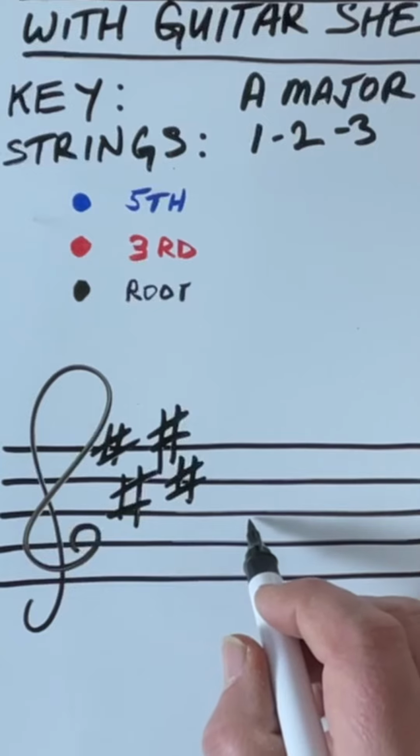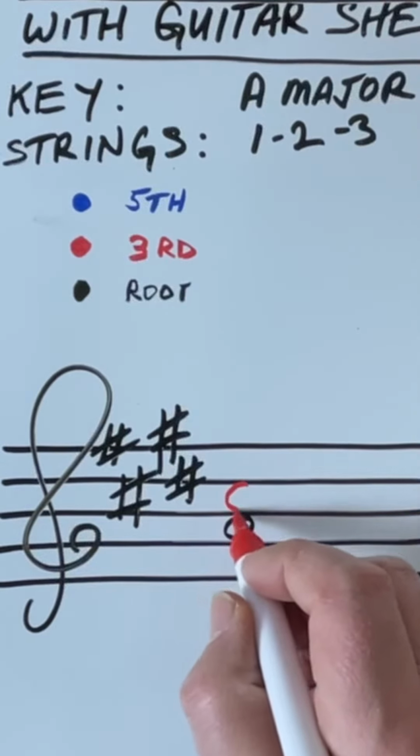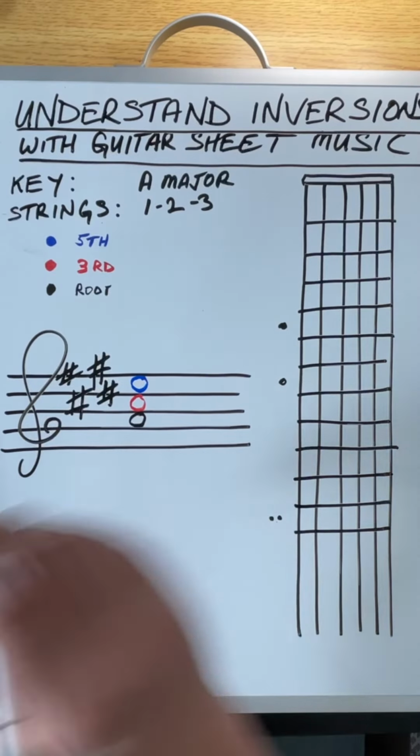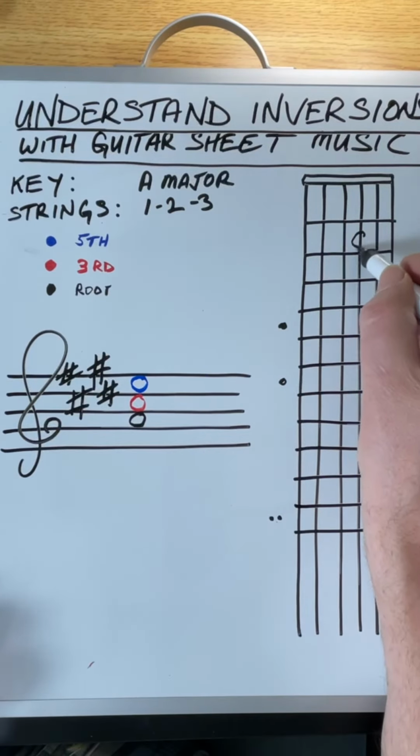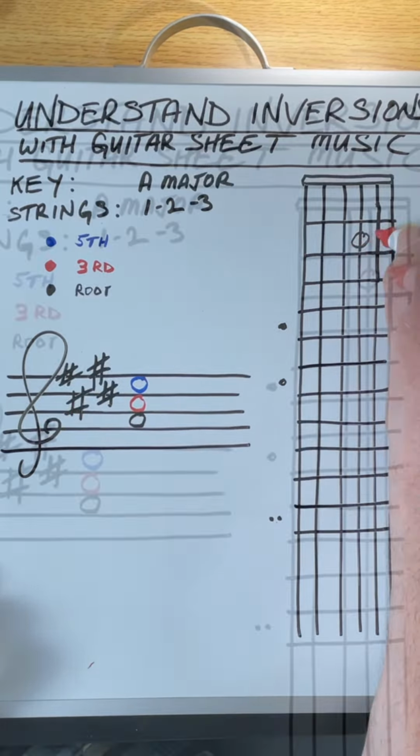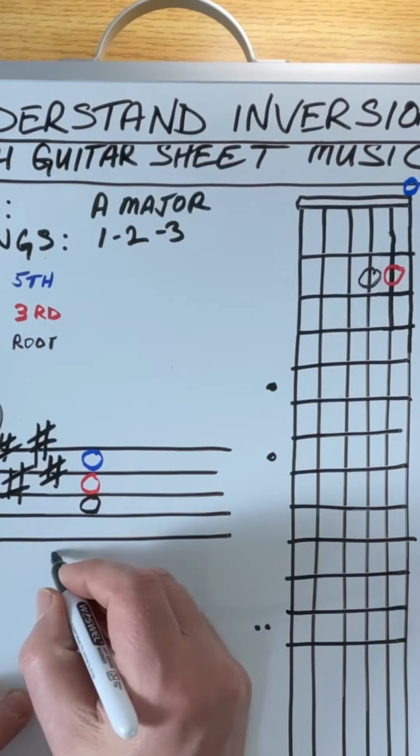Let's start out with the basic triad of root, third, and fifth. And how that looks on guitar is this will be the A. Now let's draw the third in, which is going to be C sharp. And the fifth is going to be the open string. And this is what we call a root inversion.